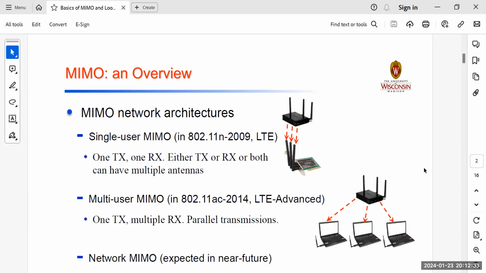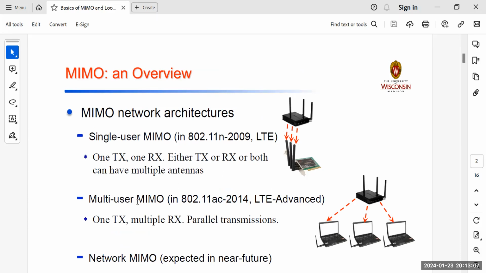Okay, MIMO network architecture. The first one is single user MIMO. Basically, it was used in 802.11n in 2009 and also in 4G LTE networks. We have one transmitter and one receiver. Either the transmitter, the receiver, or both can have multiple antennas, as you can see over here.